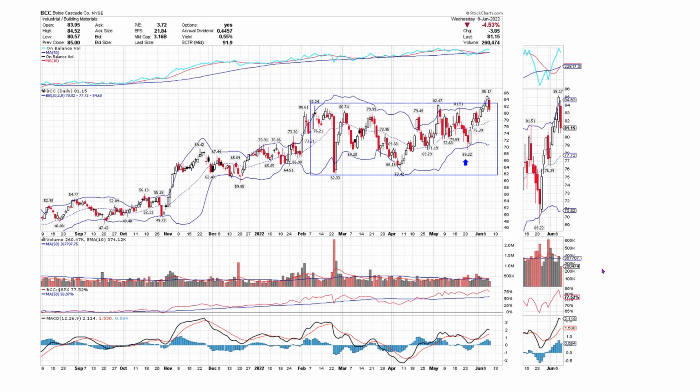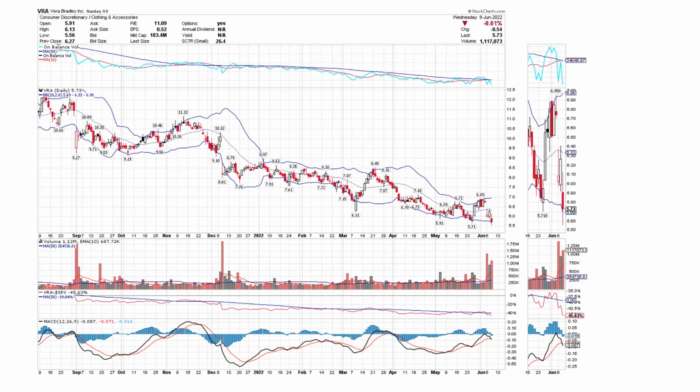Interesting result there, and that reflects what we requested. So that's Boise Cascade in the building material area. Look at that 3.72 PE and a 0.5% dividend. Interesting stuff there. Here's another one, Vera Bradley, clothing accessories, another discretionary.